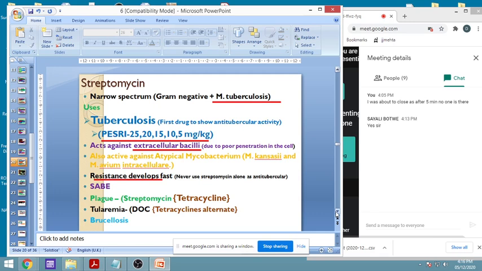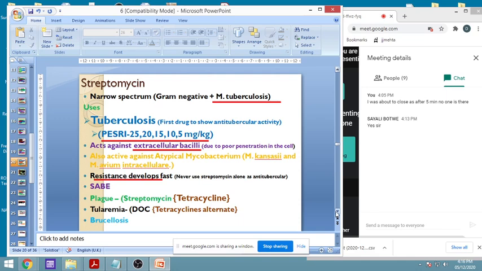So streptomycin is nowadays one of the important treatments in tuberculosis. It was the first drug to show anti-tubercular activity. Then many drugs came into use. It acts against extracellular bacilli. In tuberculosis we shall see it in detail. They are also active in atypical Mycobacterium, that is Mycobacterium kansasii and Mycobacterium avium. These are responsible for atypical Mycobacterium infections, which are not typical. Typical is Mycobacterium tuberculosis. Resistance develops very fast when it is used alone, and therefore it is not useful alone.